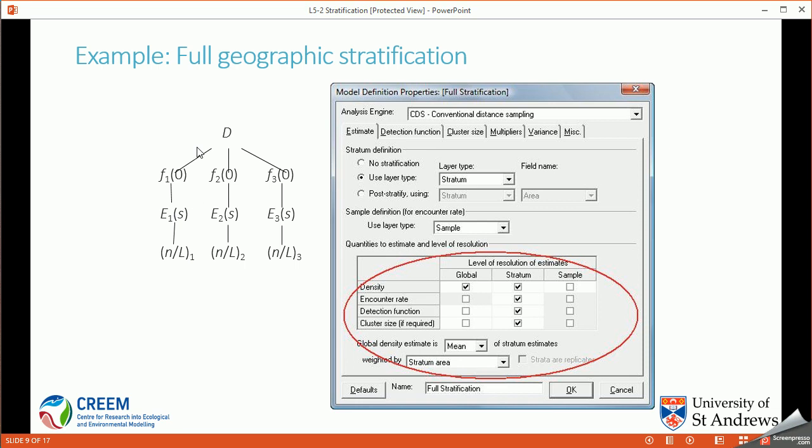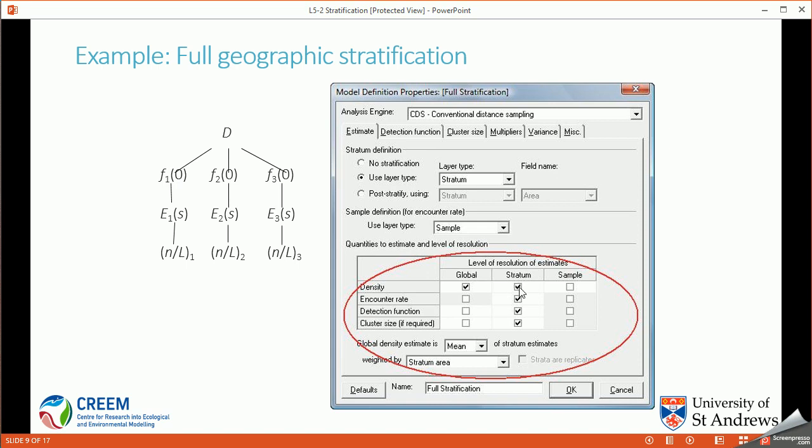And in this picture we have three strata. So this column is stratum number 1, this is stratum number 2, and this is stratum number 3. And you can see that each of these strata has its own f(0), its own E(s), and its own n upon L. So for each of them, we're estimating the detection function, or probability density function equivalently, at the stratum level, the mean group size at the stratum level, and the encounter rate at the stratum level. So we specify that by ticking these stratum columns here.